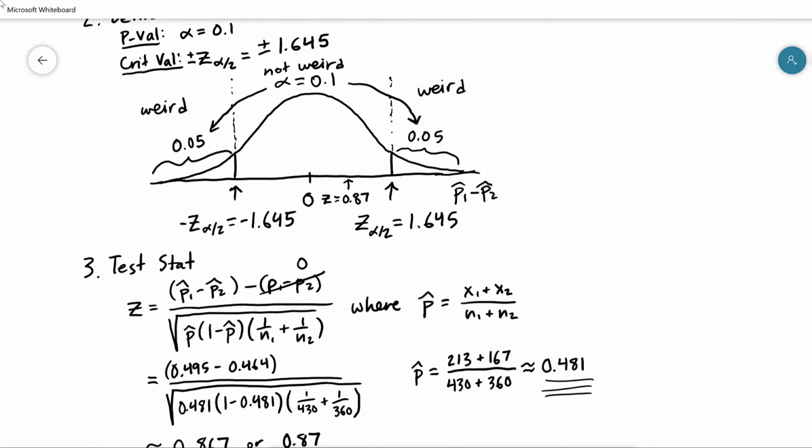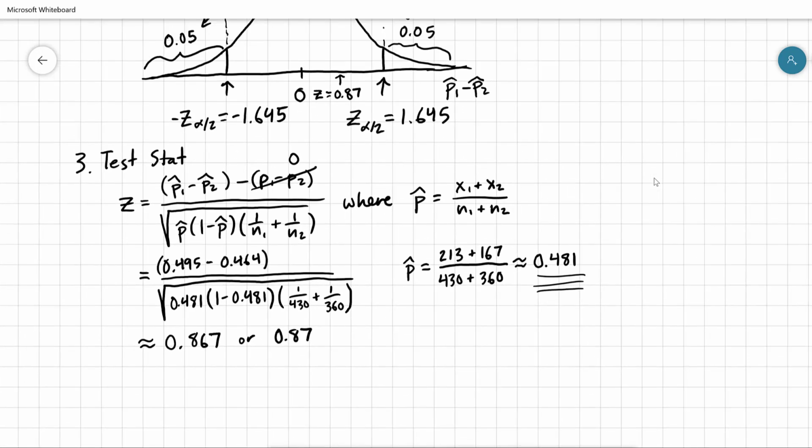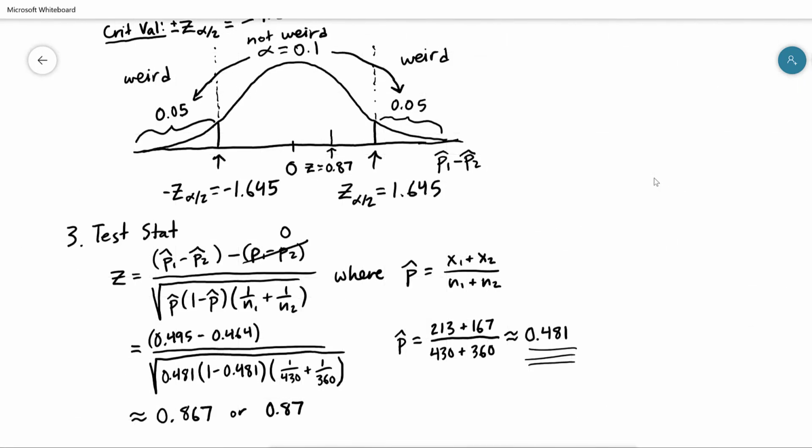Right off the bat, we can tell now, based on this picture, is this a weird result? No, clearly it falls into the not weird region. So we already know we're not getting a weird result if I'm doing the critical value method, because I'm comparing this number here to this number here. If we're going to do the p-value method, I need to find the area associated with this. So I'm wanting to find now this area, that big area from there all the way over to there, that's going to be the p-value.